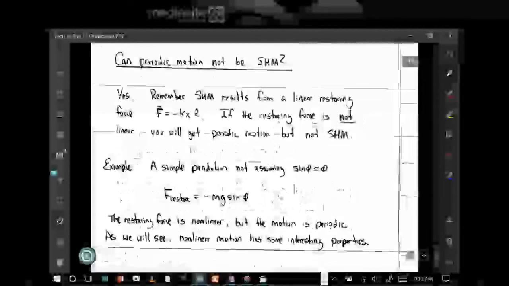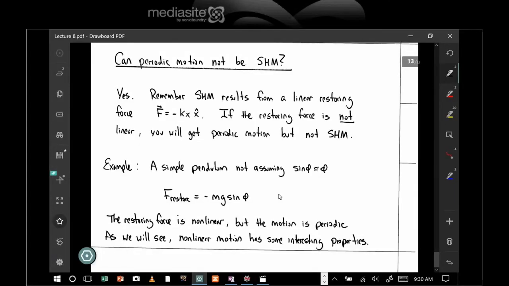Finally, I'd like to talk about, can motion be periodic but not simple harmonic motion? Well, an example is a simple pendulum. If I take a pendulum and let it go, it's going to repeat the motion, so obviously it's periodic. But is it simple harmonic motion? Well, for large angles, it's not. Now, why is it periodic? Well, the restoring force for a pendulum looks like minus mg sine phi. This is a restoring force because it has a minus sign, so it satisfies that condition. But it's not linear. And so this is a non-linear restoring force. So the motion is periodic, but it's non-linear.